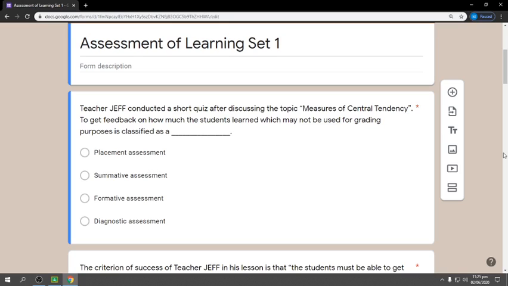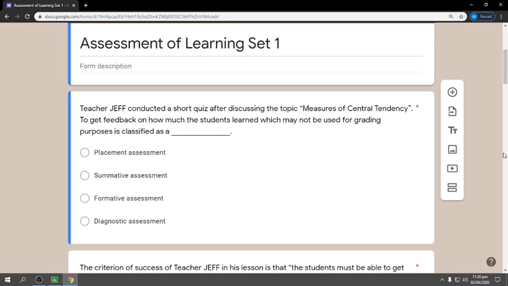So this part seems familiar, right? It is recorded but not graded. It says may not be used, right? It may or may not be. So let's go ahead and check with our options. Let's start with placement assessment. When you're doing placement assessment, are you trying to get feedback regarding what the students have learned? And is this something that we simply record but we don't grade?